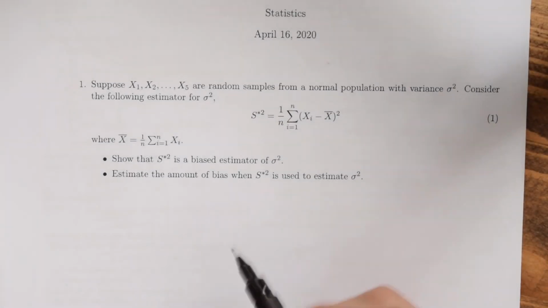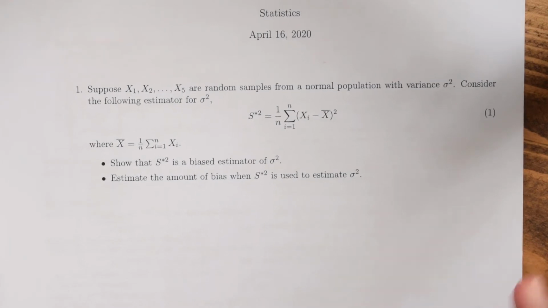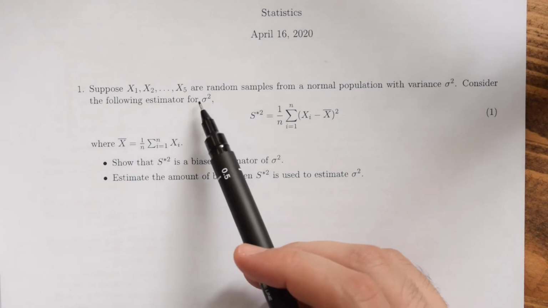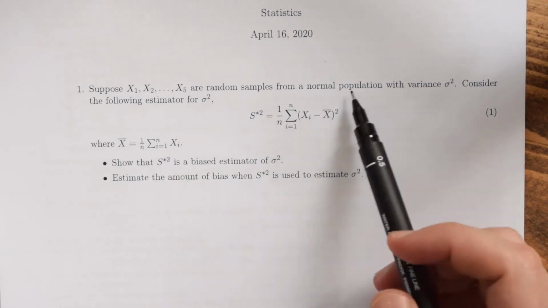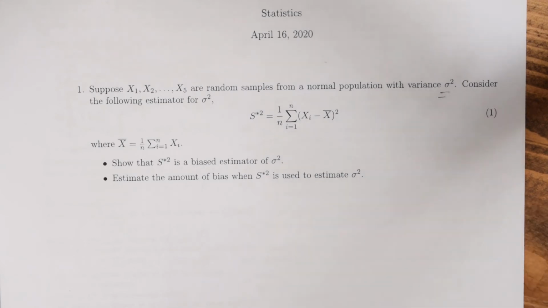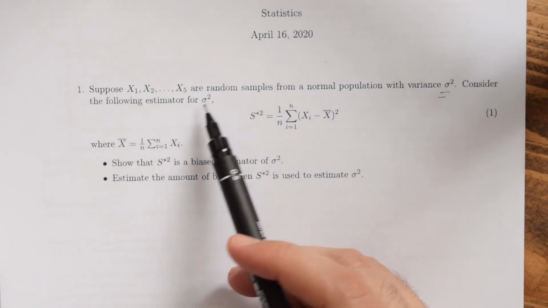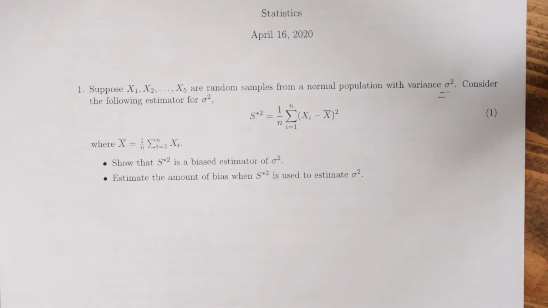Alright, so we have yet another question about estimation. Let me read the question. Suppose we have 5 random variables, x1 to x5, picked from a normal population with variance sigma square, so they share the same variance. And we consider the following estimator for the variance sigma square, which is s star square.